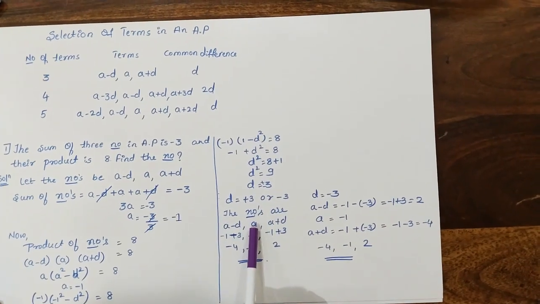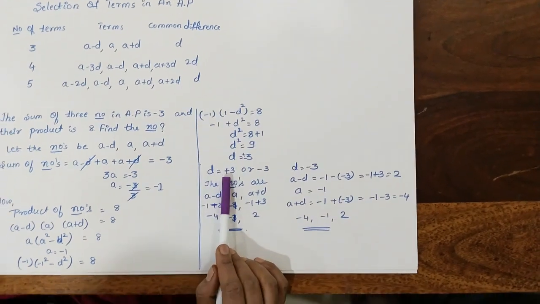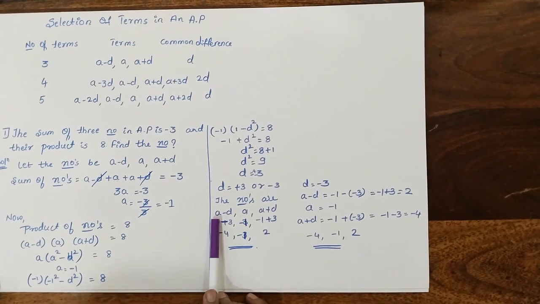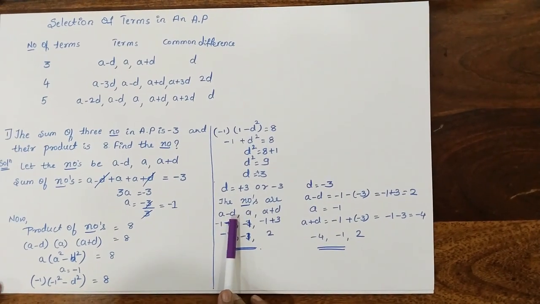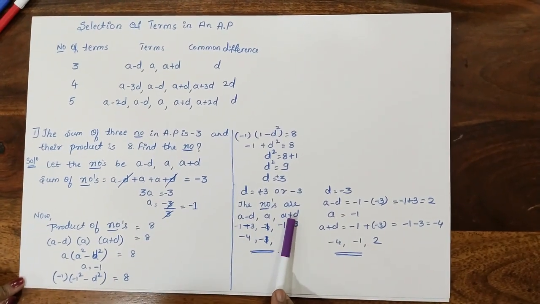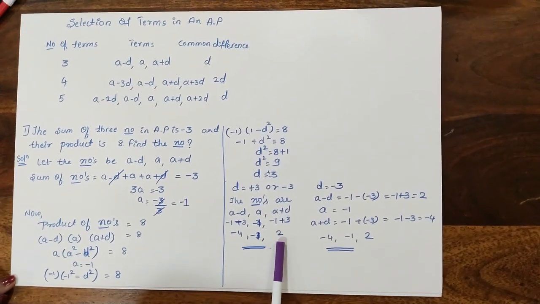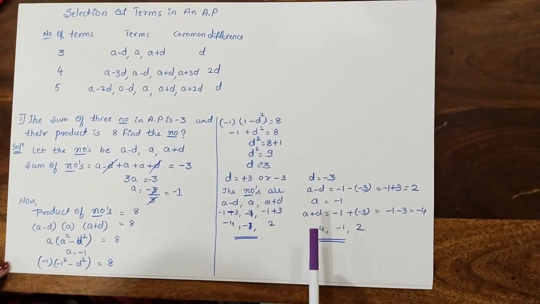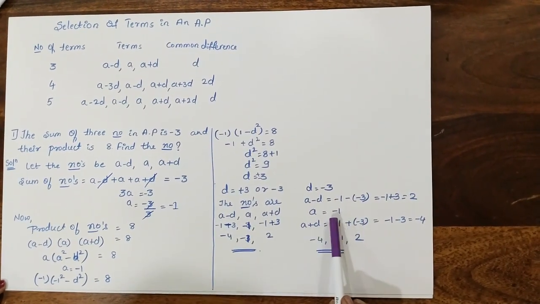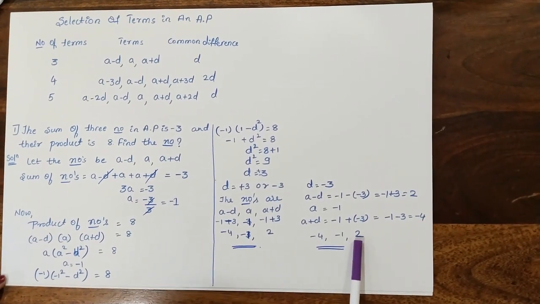Now we have to find the three terms. When we consider d equal to plus 3, we substitute a as minus 1 and d as plus 3 in the given terms a minus d, a and a plus d. After substituting we get minus 4, minus 1, plus 2. Similarly, if we substitute d equal to minus 3, we get 2, minus 1, minus 4.